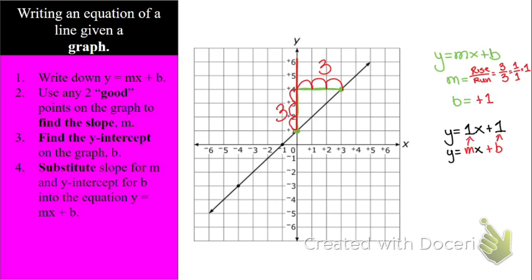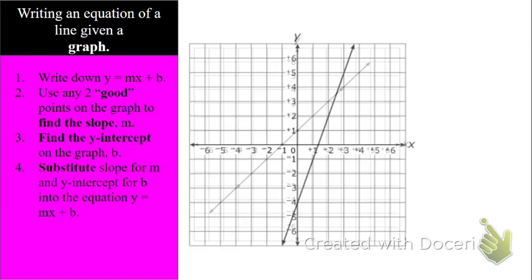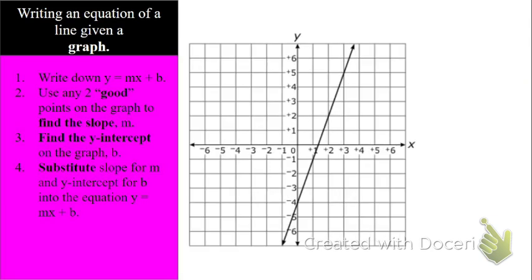Okay, so now let's look at another example. Alright, so let's find the equation of this line. So first thing first, we're going to write down our equation. That's the template that we follow. We got y equals mx plus b. And out of that template, we have to find the m and the b. Okay, in order for us to find m, we need 2 good points. 2 good points.